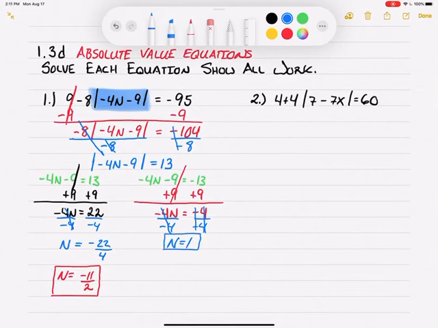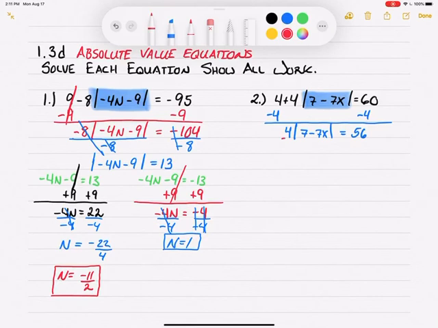In my second example, I have 4 plus 4 times the absolute value of 7 minus 7x is equal to 60. Again, I need to keep the absolute value over here. I need to move the 4 out front and the 4 right beside the absolute value. To move the first 4, I subtract it from both sides. I have 4 times the absolute value of 7 minus 7x is equal to 56.